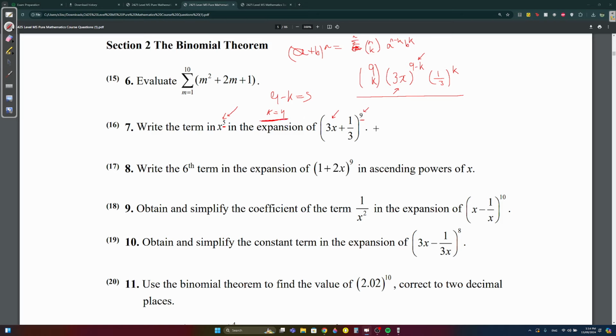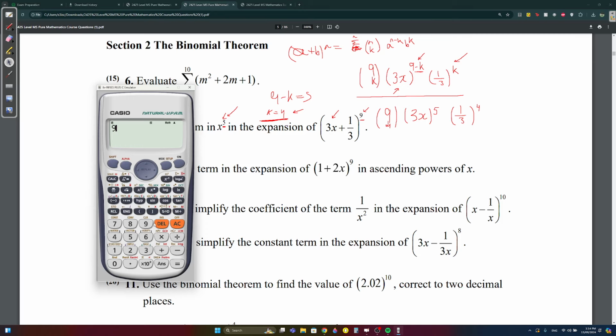You can memorize formulas, you can do whatever, but instead of memorizing formulas, write it like this and look at it. See how you can get the power. Compare your power with what they want. They want 5, but you have 9 minus k. So 9 minus k equals 5, and we got k equals 4. So you get 9c4, 3x to the power of 9 minus 4, which is 5, and then 1 over 3 to the power of 4. 9c4, we're just going to put this in a calculator. 9c4 is 126.